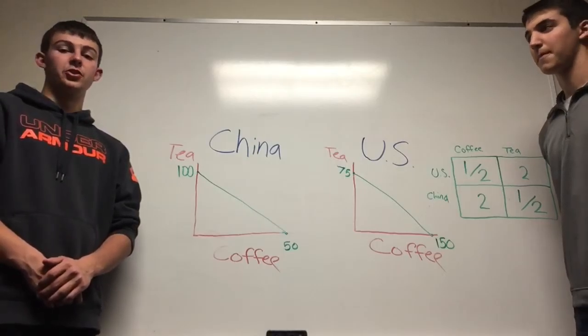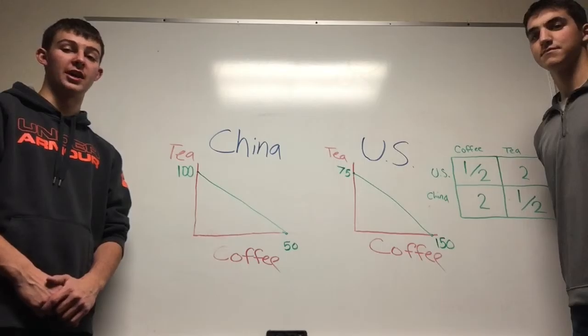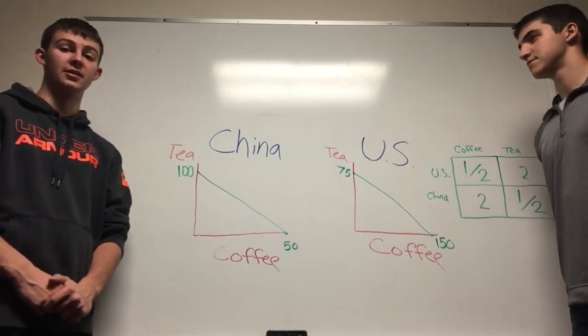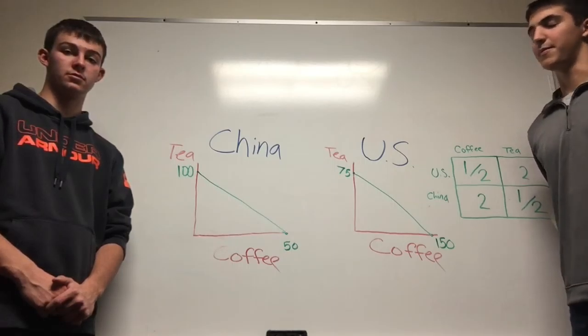From this information, you can conclude that if the US specializes in producing coffee and China specializes in producing tea, that there are gains from trading with each other. And this is our example of comparative advantage.